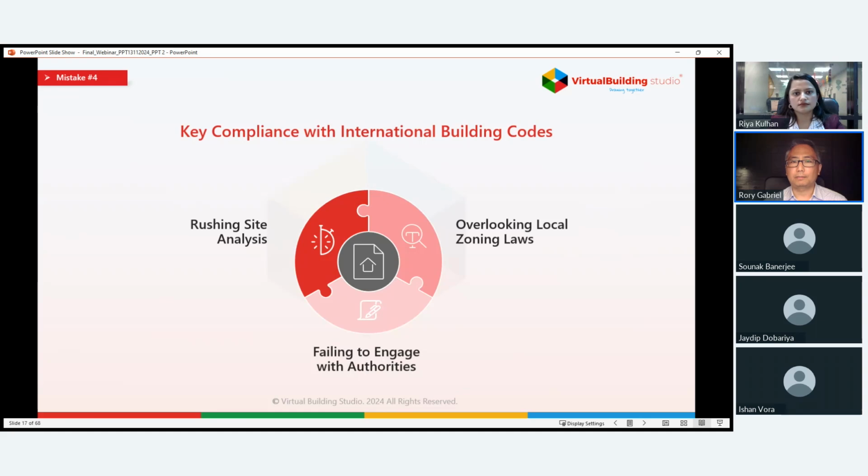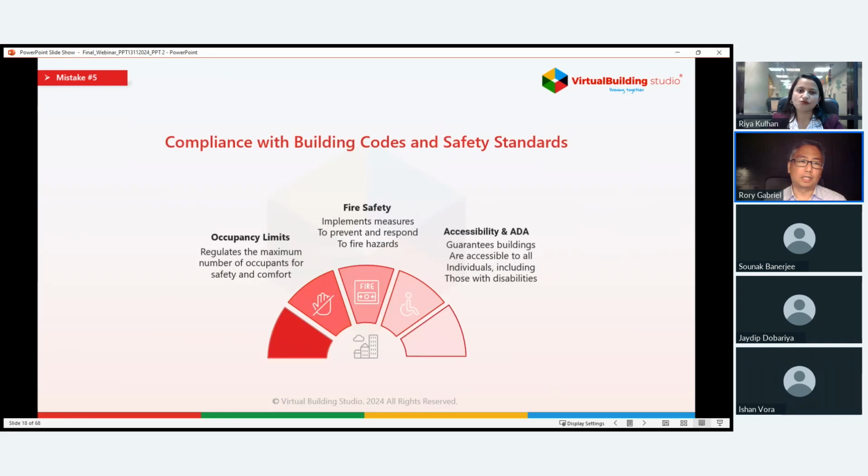And finally, a thorough site analysis is crucial for understanding the local context and regulatory landscape. If we rush this phase, we may miss important zoning restrictions, environmental protections, or community expectations that could affect compliance later in the project. All right, let's now talk about compliance with building codes and safety standards.